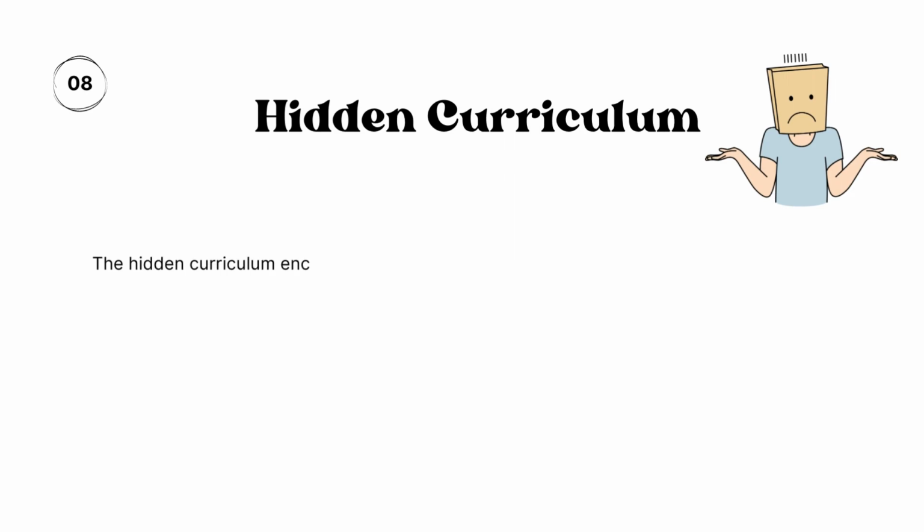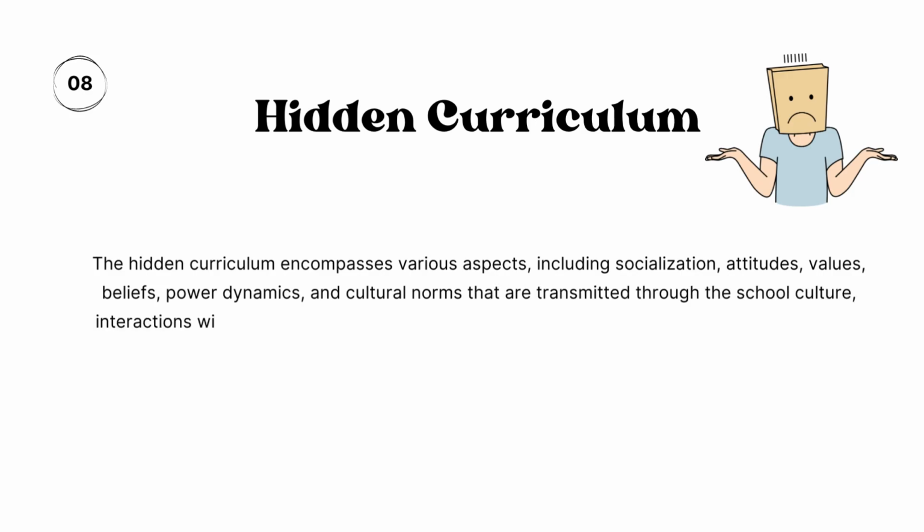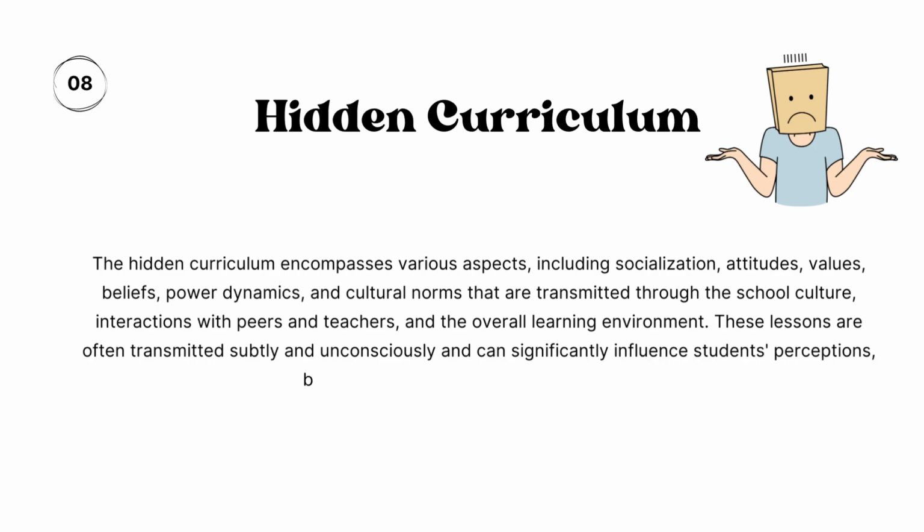Up next on the list is hidden curriculum. It is actually the various aspects which include socialization, attitudes, values, beliefs, power dynamics, and cultural norms, which are transmitted through the school culture, the interactions with peers and teachers, and the overall learning environment. It is important to note that these lessons are often transmitted subtly and unconsciously and can significantly influence students' perceptions, behaviors, and understanding of the world.